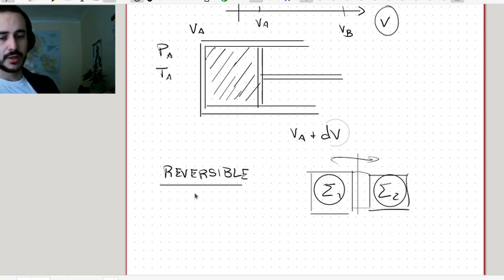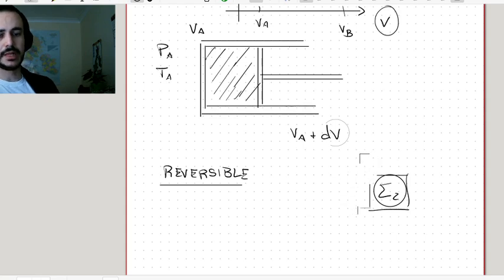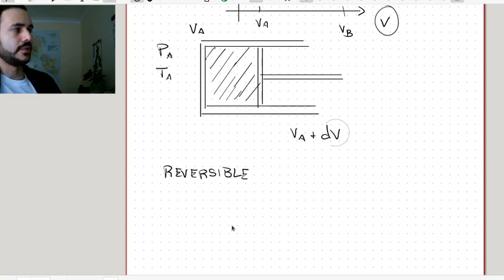But for sure, all reversible processes are necessarily quasi-static. Okay? Now, almost all quasi-static processes, I will concede that to you, are reversible, but not all of them. There are some quasi-static processes which are irreversible.